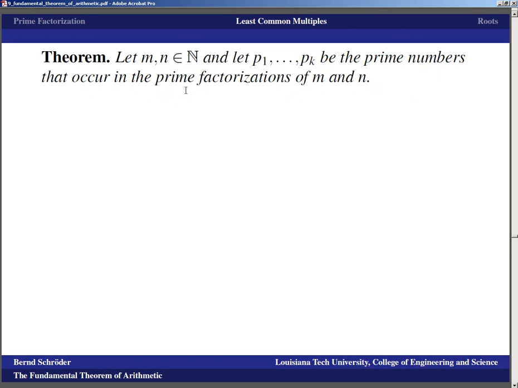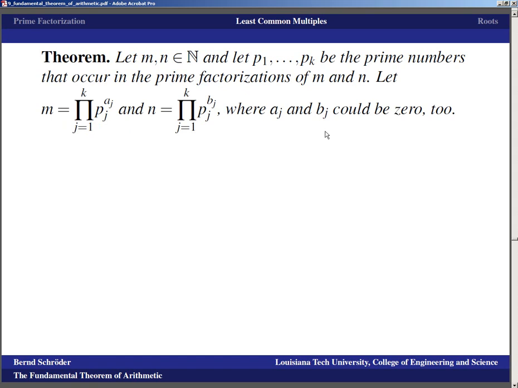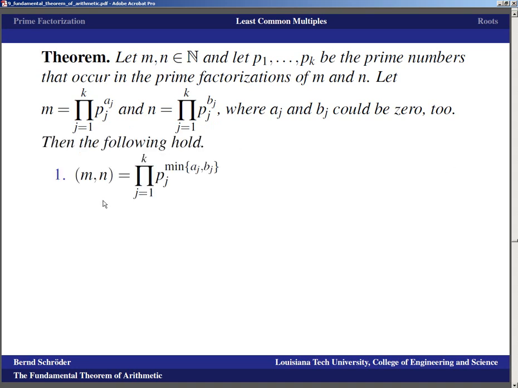the prime numbers that occur in the prime factorizations of m and n, well, then if m is the product of pj to the aj and n is the product of pj to the bj, where aj and bj could be 0 too, so basically we want to have the same factors, and if there is a factor in n that doesn't occur in m, then the corresponding aj is just set equal to 0. Well, then we have that the greatest common divisor of m and n is the product j equals 1 to k of pj to the minimum of aj and bj, which in particular then proves that the greatest common divisor exists.